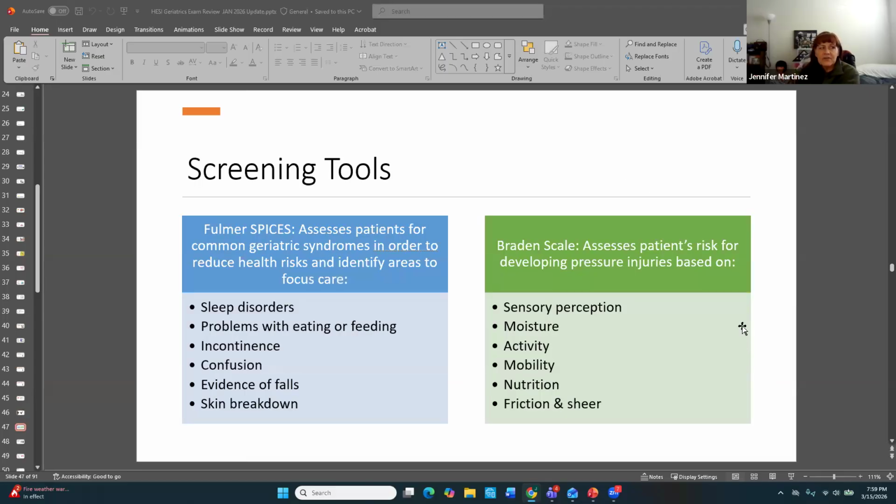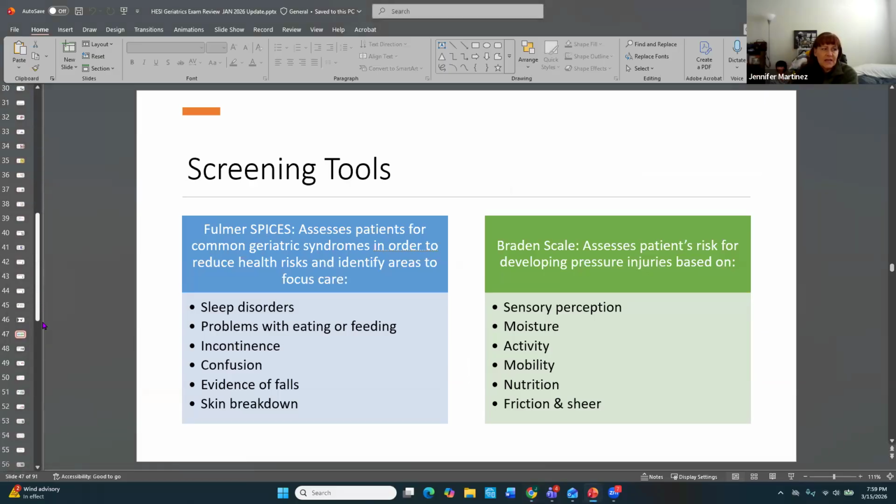All right, so reduction of risk potential. The Fulmer SPICES assesses patients for common geriatric syndromes in order to reduce health risks and identify areas to focus care. So we look at, do they have any issues with sleep, eating, feeding? Are they incontinent? Are they confused? Have they had a fall or are they at increased risk for falls, as well as skin breakdown?